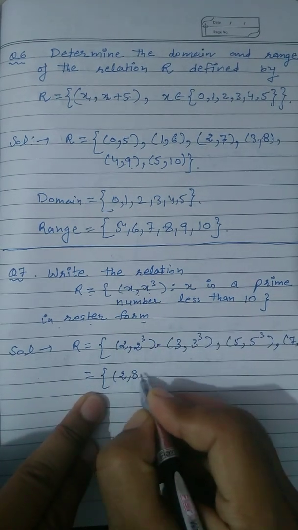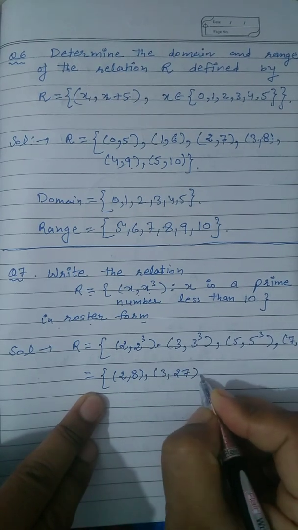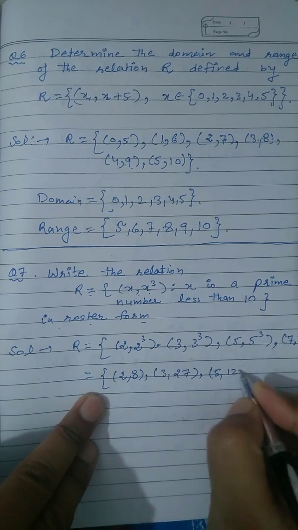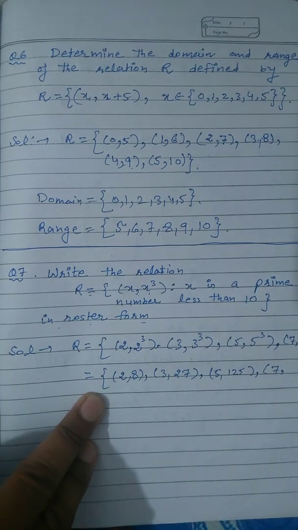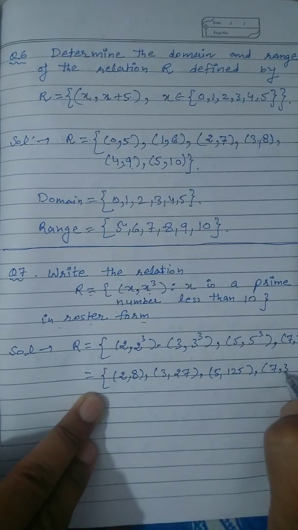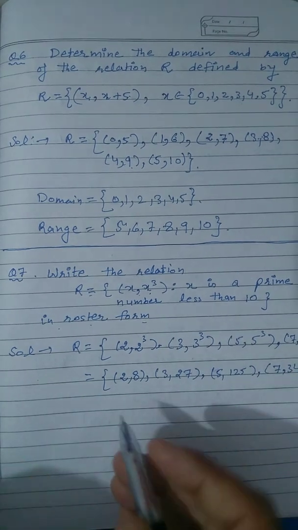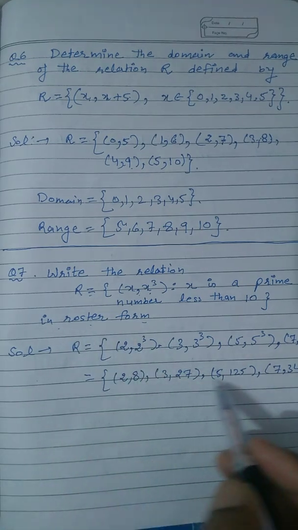So we can see the roster form of this relationship: (2, 8), (3, 27), (5, 125), (7, 343). Okay, so this is the relation in roster form.